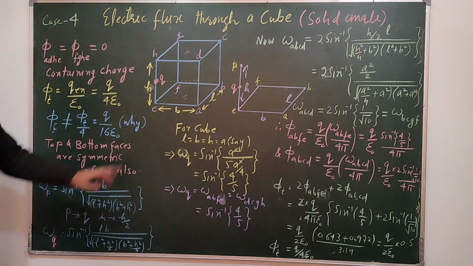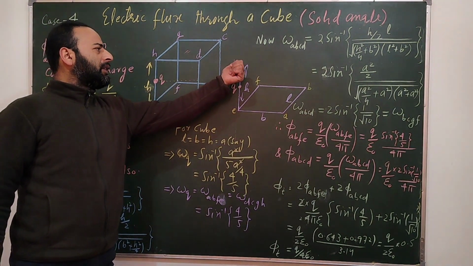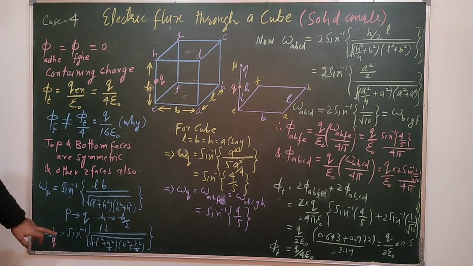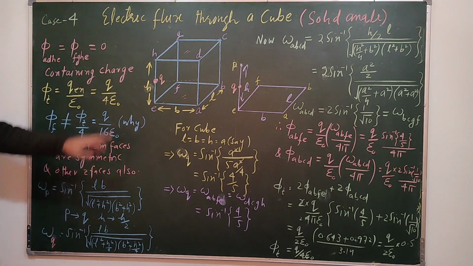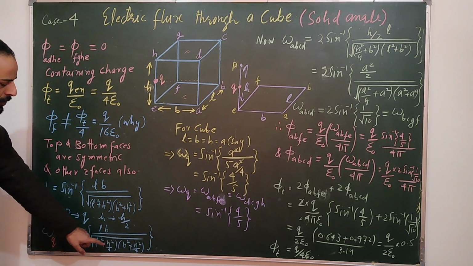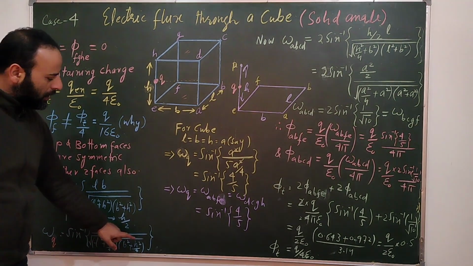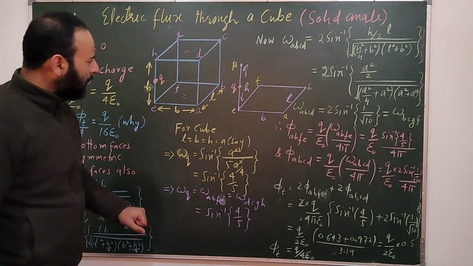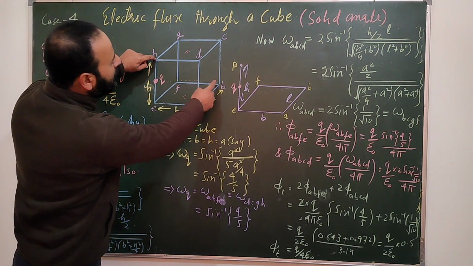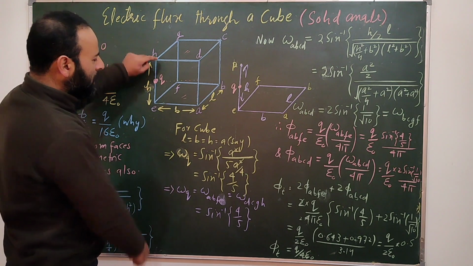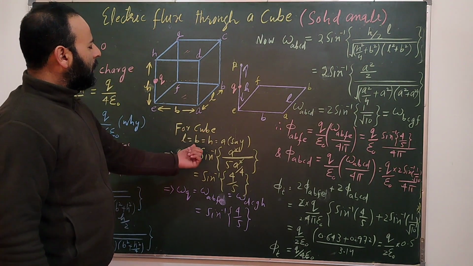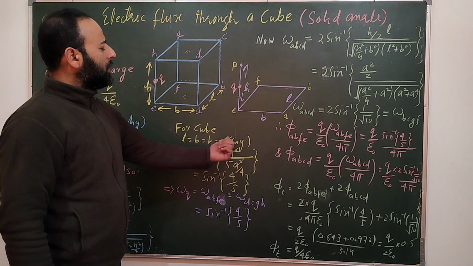So if this P shifts to Q, that means I take this point to Q, so I am reducing the H to H by 2, then omega Q, that is solid angle subtended at point Q, is sine inverse of LB divided by under root of (L square plus H square by 4)(B square plus H square divided by 4), right? So that means solid angle subtended at this point by this face is equal to this much. For cube, now this L is equal to B is equal to H is equal to say.